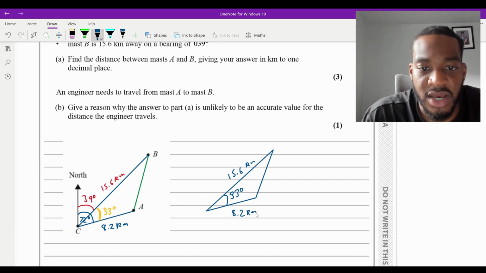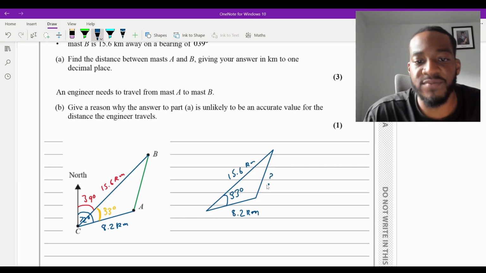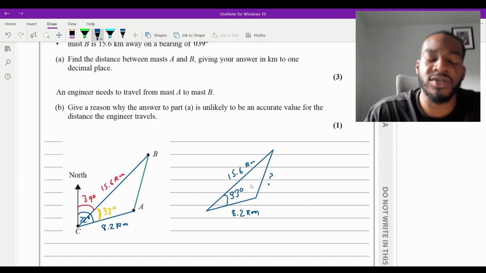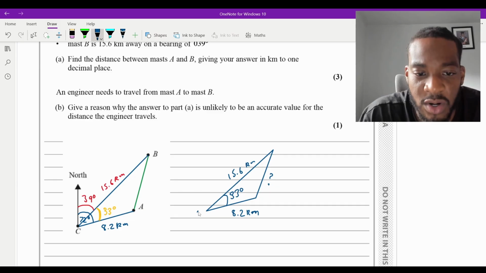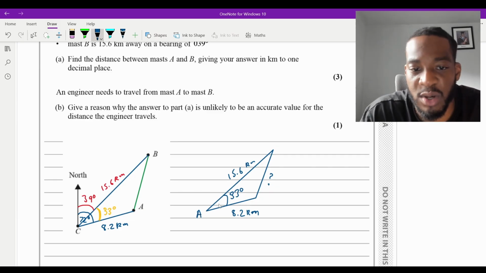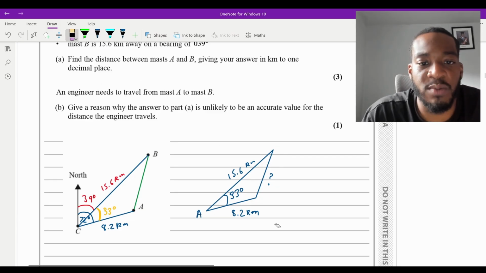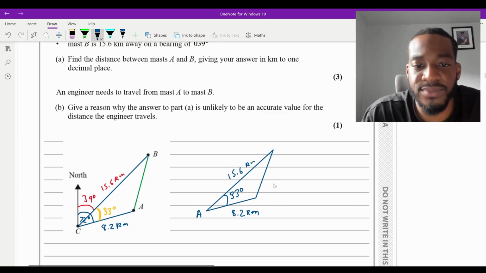8.2. And this distance here is what they've asked us to calculate. So we can see that we've got two sides and the angle in between. It's going to be the cosine rule that we're going to be using. What I'm going to do, I'm just going to label this. I'm going to call this A. I know it's C here, but I'm just going to call this A. This is my own triangle. And that means that the question mark is going to be lowercase a.